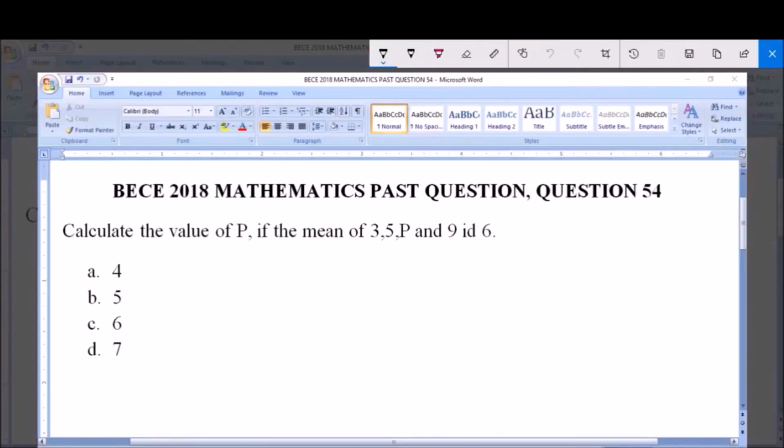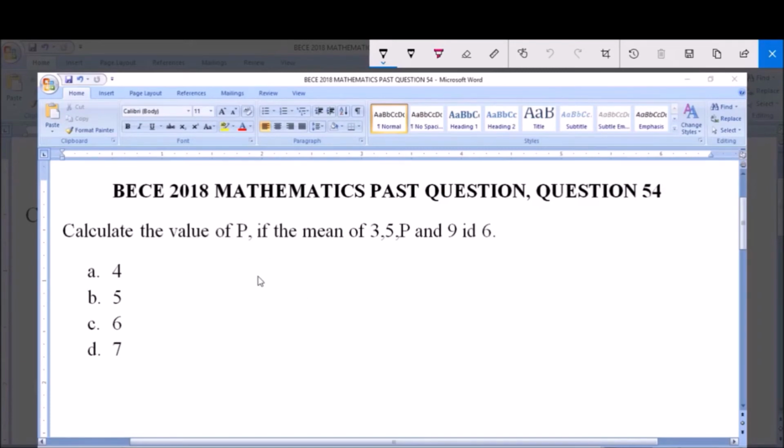Good day and welcome. Today we're going to be dealing with BECE 2018 Mathematics Past Question, question 54. Calculate the value of P if the mean of 5, 3, P and 9 is 6. A, we have 4, B, 5, C, 6 and D, 7.